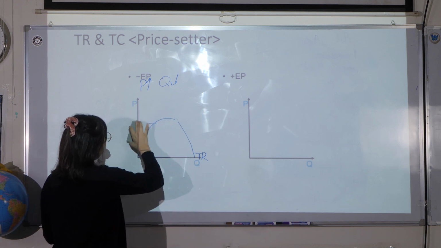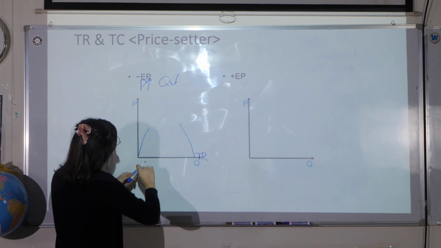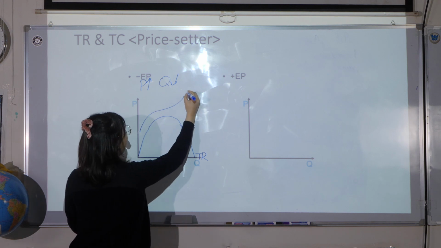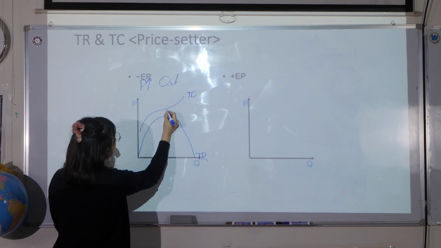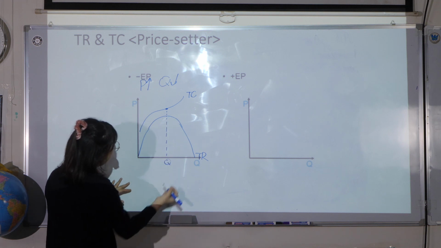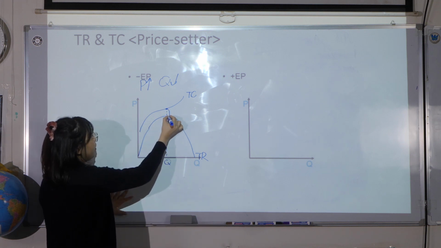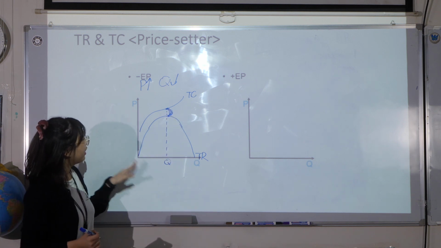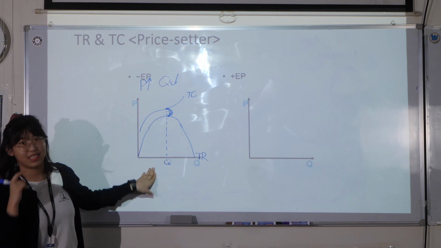When it's negative economic profit, it will look like that. Again, at the minimum point, which is at this quantity, the difference will be minimized. So in this situation, they're loss minimizing.